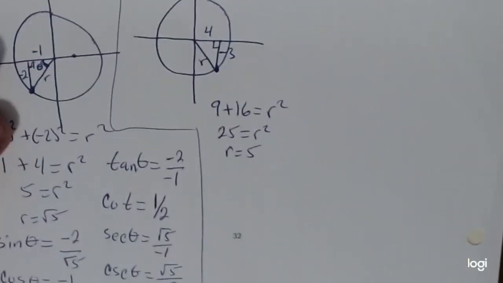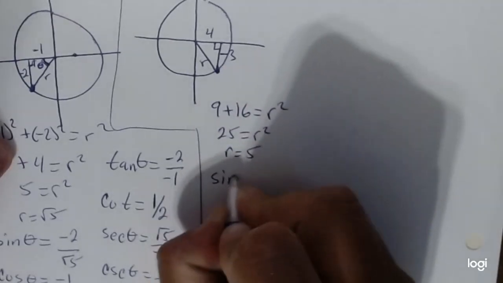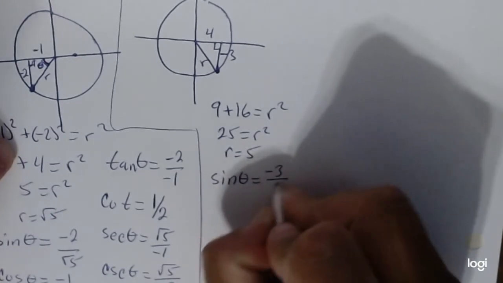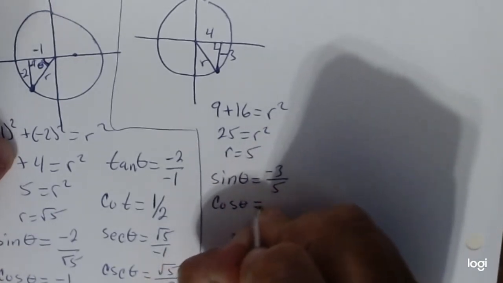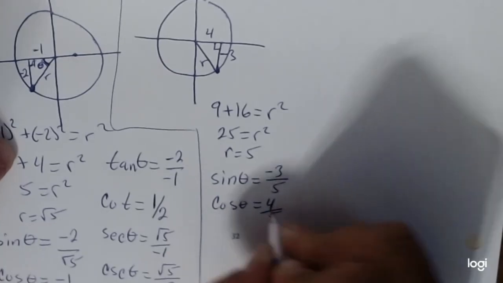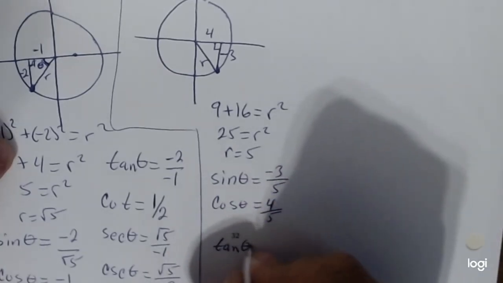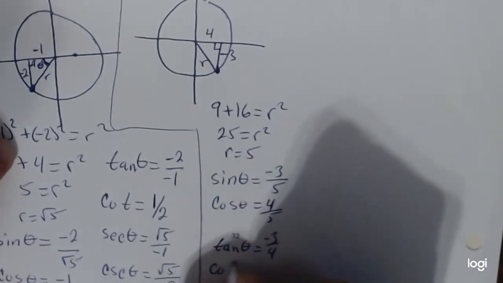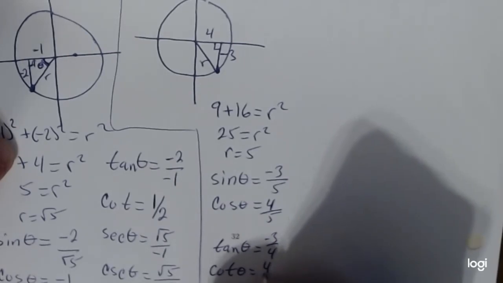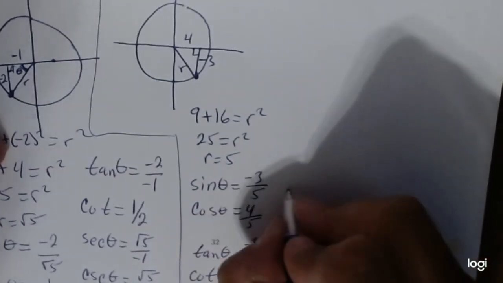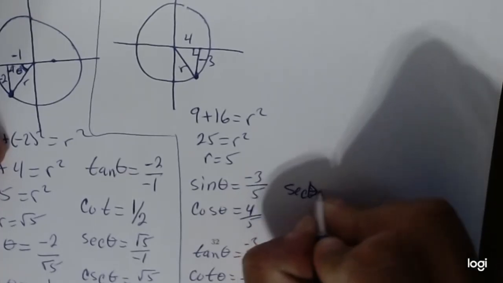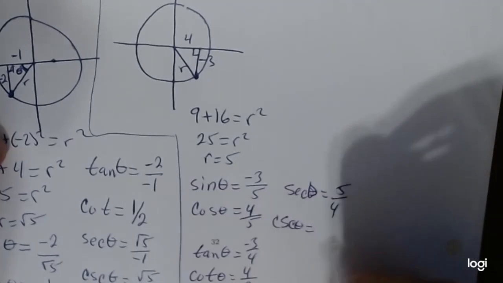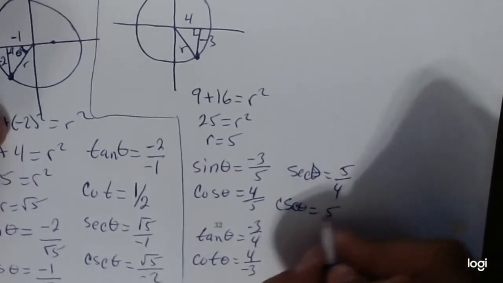And now we'll just go down the trig functions. So sine theta is y over r. So minus 3 over 5. Cosine is x over r, so 4 over 5. Tangent theta is y over x, so negative 3 over 4. Cotangent is the opposite, 4 over negative 3. Secant is 5 over 4, and then finally cosecant is 5 over negative 3.